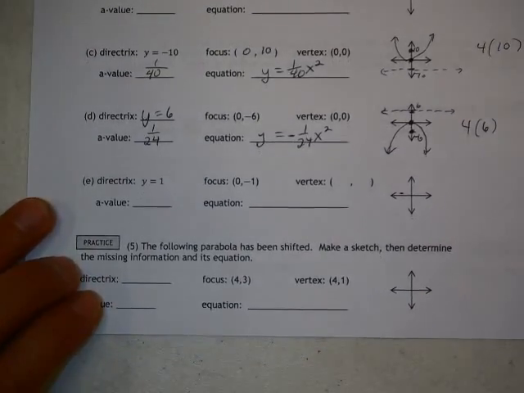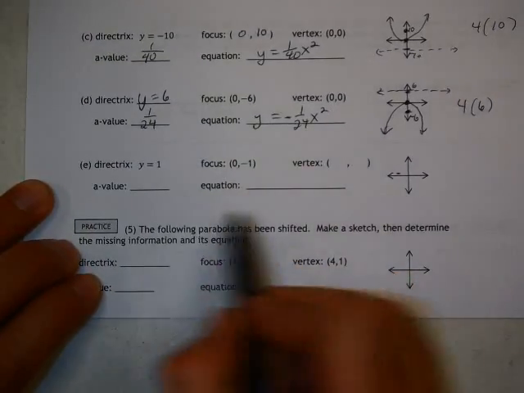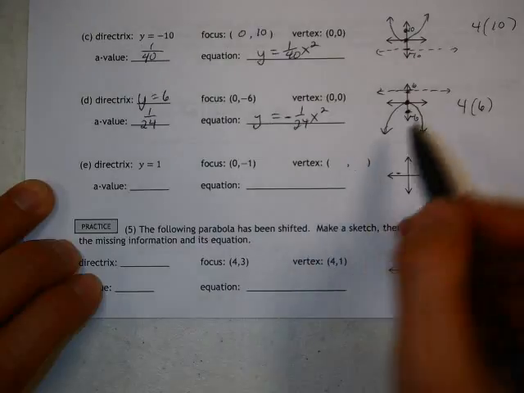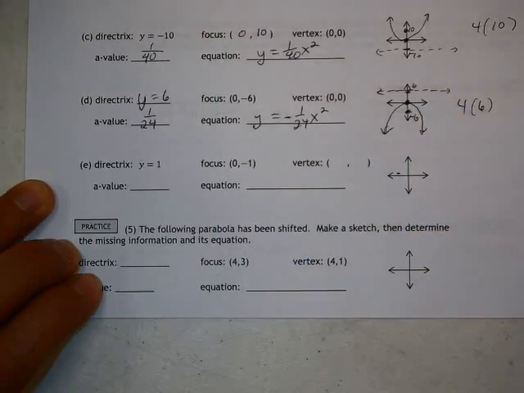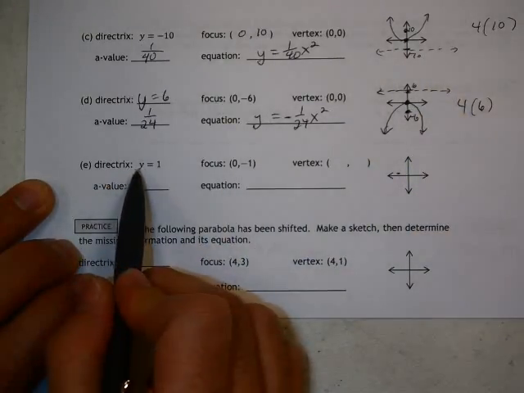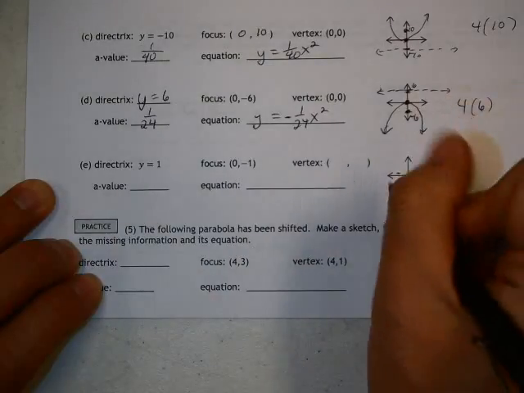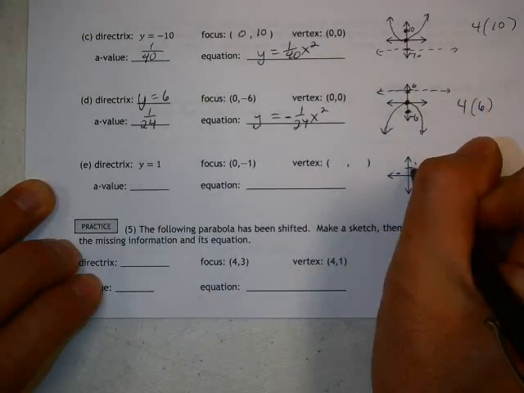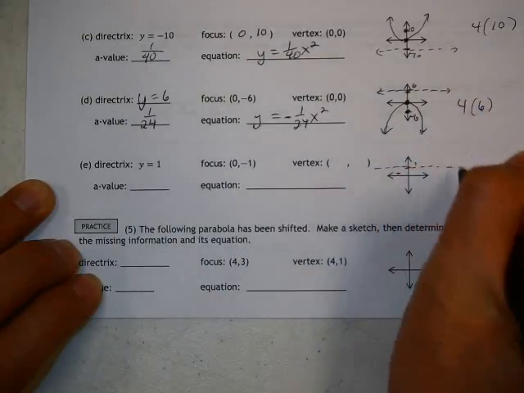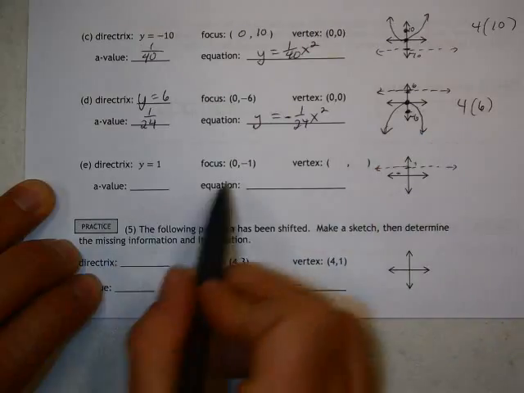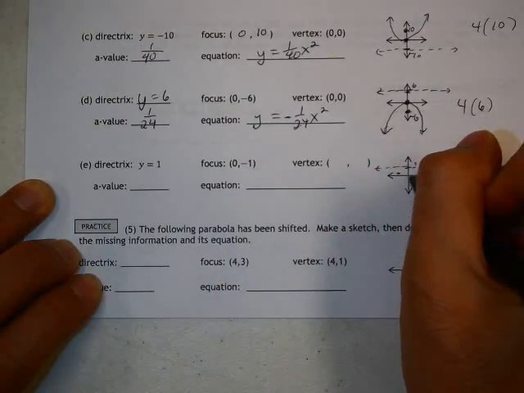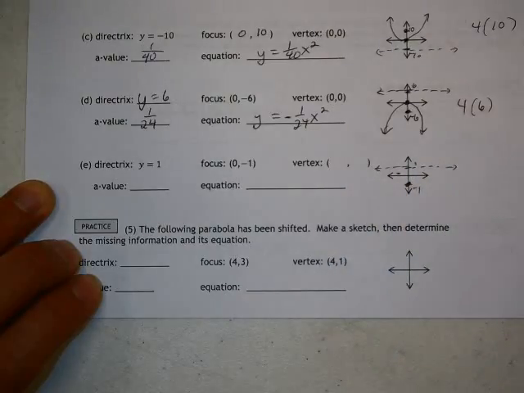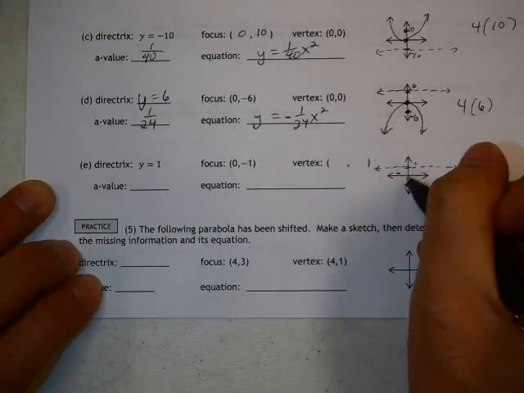Now in part E, this is the last one we'll look at in this video. Vertex we don't know. Last two times we started with the vertex in the middle. We do know the directrix is y equals 1. So that's +1, so go ahead and put the 1 there. There's our directrix. And our focus is at 0, -1. There's -1. So now again, like part D, the parabola is pointing downwards.